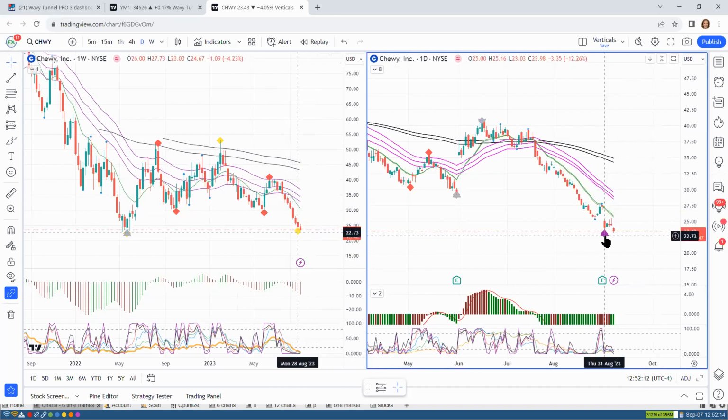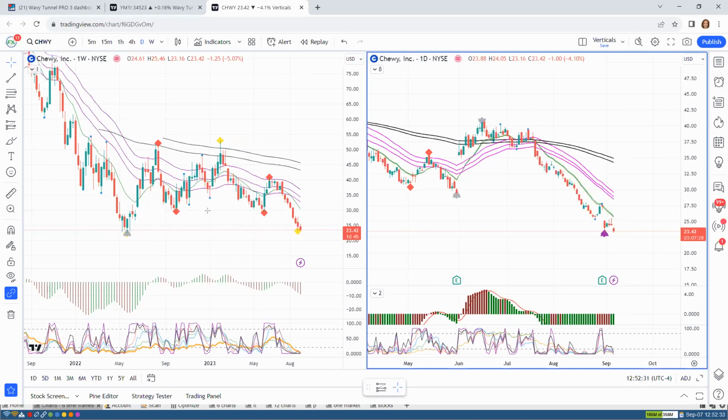We do have a purple arrow here, and we have 5 waves down. So it could be that we turn around, or we make a new low and then we turn around. But we're still below the tunnel, so I would really want to see this kind of price action before buying it.